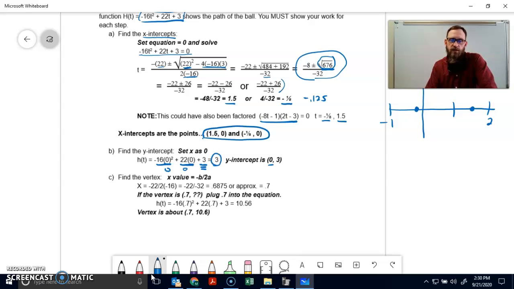So I have a y-intercept at 3. And again, I'm not going to plot it yet because I'm not sure how high I need to go until I get the vertex. Those should be pretty easy. We've been doing parts A and B. So now let's go to C. How do I find the vertex?